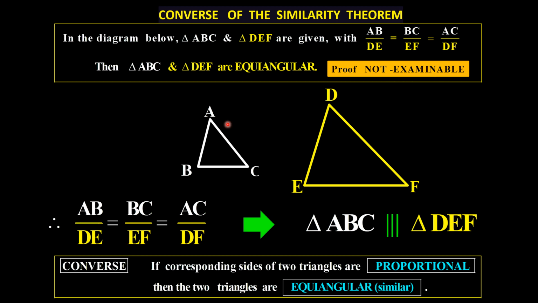Note that we're not going to do the formal proof of this converse because the proof is not examinable, but it's important for you to understand that. If the corresponding sides are in proportion, then the two triangles are similar or they're equiangular. Or the other way around, if they are equiangular, then the corresponding sides are in proportion. So that's the converse statement.